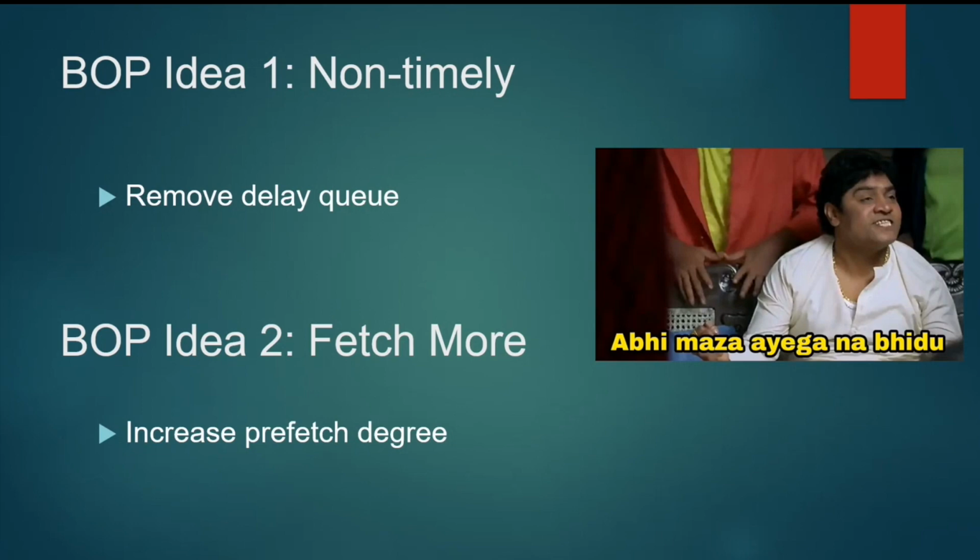Our next idea was fetch more. To satisfy irregular memory demands of graph analytics traces, we increased the prefetch degree from 1 to 2. As we have a prefetch throttler already in place, cache thrashing won't be an issue.